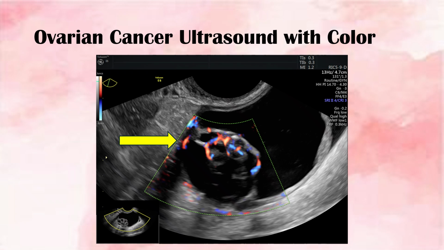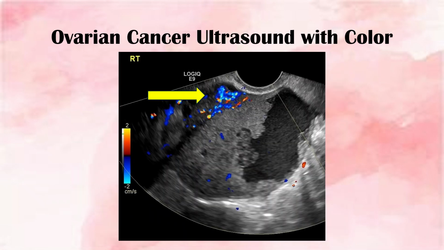Here we have an image of ovarian cancer on an ultrasound with color. The green dotted line outlines the mass, and the yellow line also points to the vascular areas. The vascular areas are those light up areas, and that just shows there's an increase of blood flow to this, which would be indicative that something is not right.